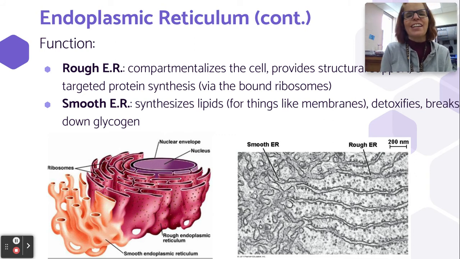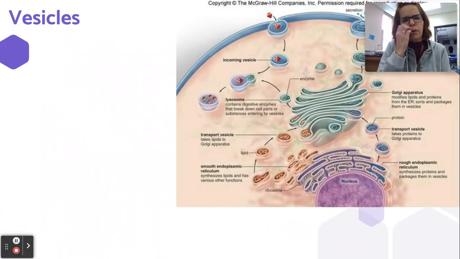functions. It synthesizes lipids, so that's where our fats are being made for things like membranes. So like the phospholipid bilayer, I should say. It detoxifies poisons or things that are bad for the cell, and it breaks down glycogen. If you remember, glycogen is also a carbohydrate that's made of a whole bunch of glucose molecules. It branches. It's got a different structure than cellulose or starch, but the cell is able to pluck those glucose molecules off for use so that we could use those in our mitochondria.